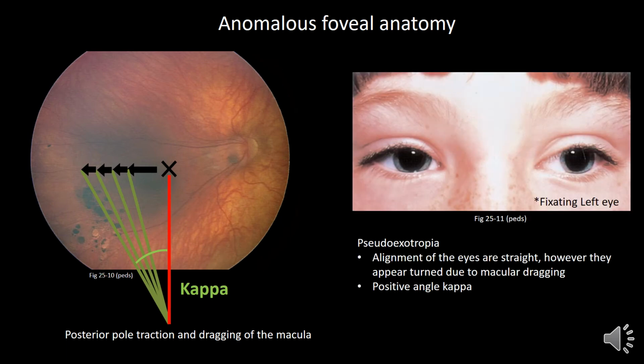This presents as a pseudoexotropia. The figure here on the right shows a pseudoexotropia in a patient that is actually fixating with their left eye. Alignment of the eyes is straight, however they appear turned due to macular dragging. The patient has a large angle kappa as a result of macular dragging, and this highlights the importance of a thorough retinal examination in all patients with strabismus.